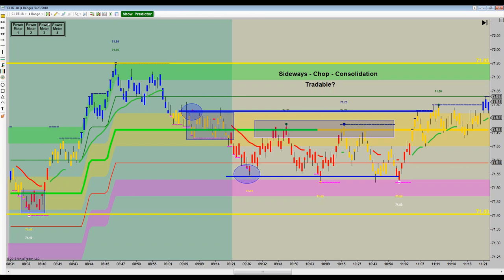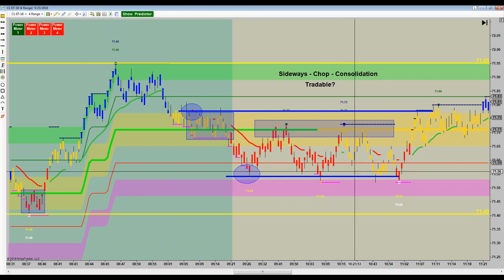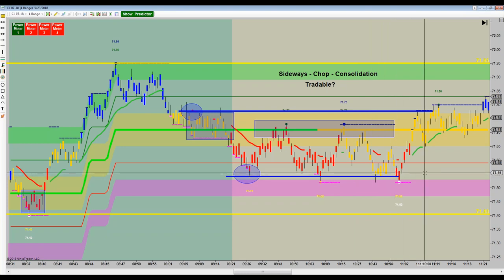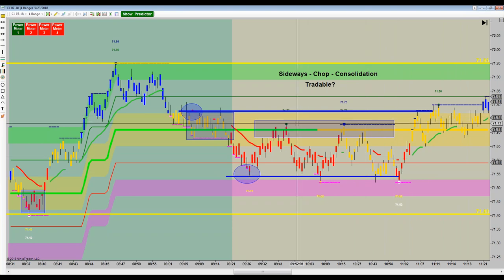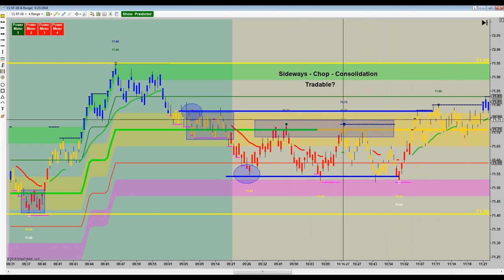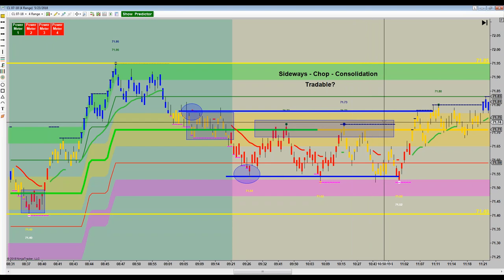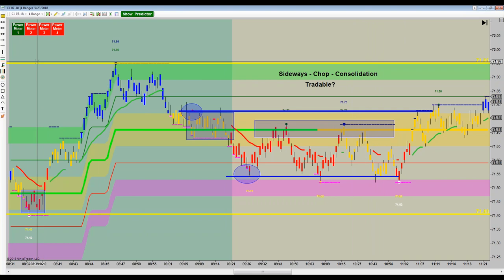You've got to measure the range. It's got to be at least 20 to 25 ticks in size. So support is down around this 55-ish area here, and then the tight part of the range is actually up here around 75. So you're not even at 20 ticks. I'd weigh in on the no side of tradability here. Now, let me quickly explain why.